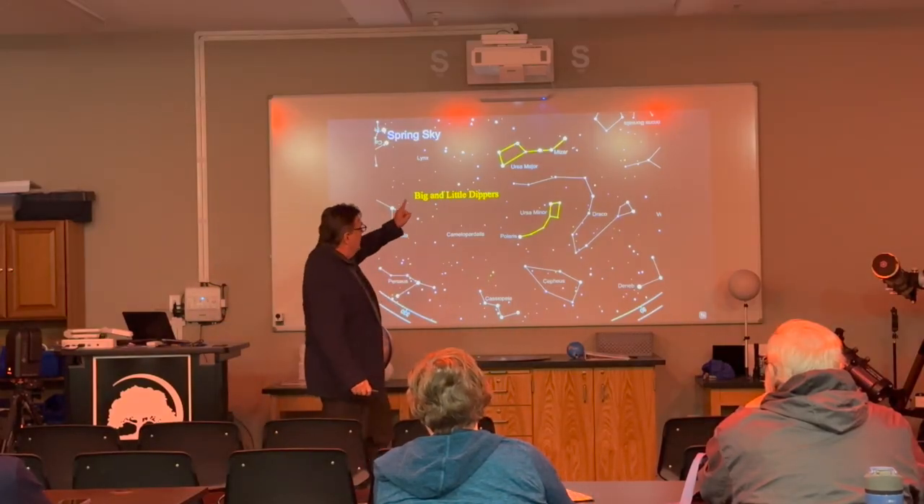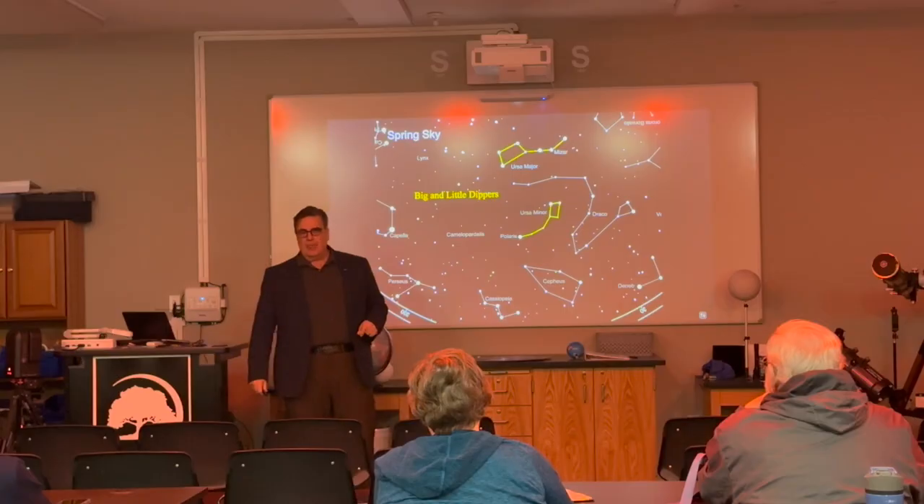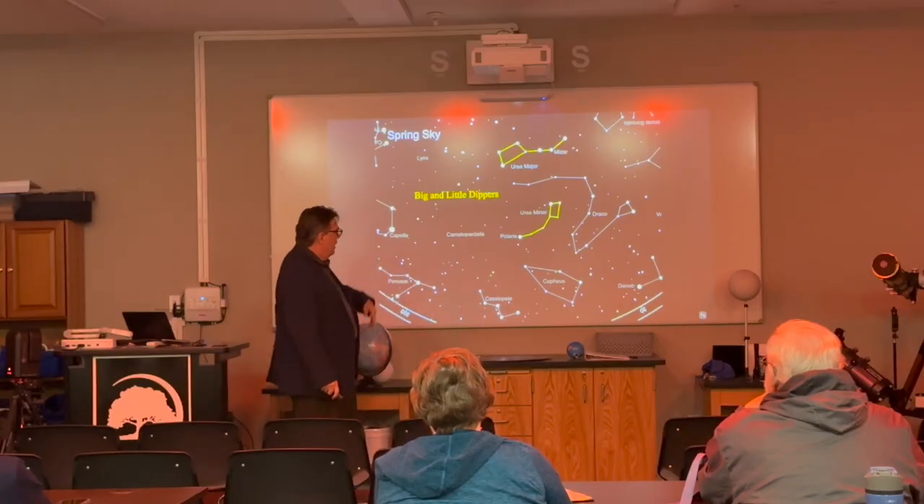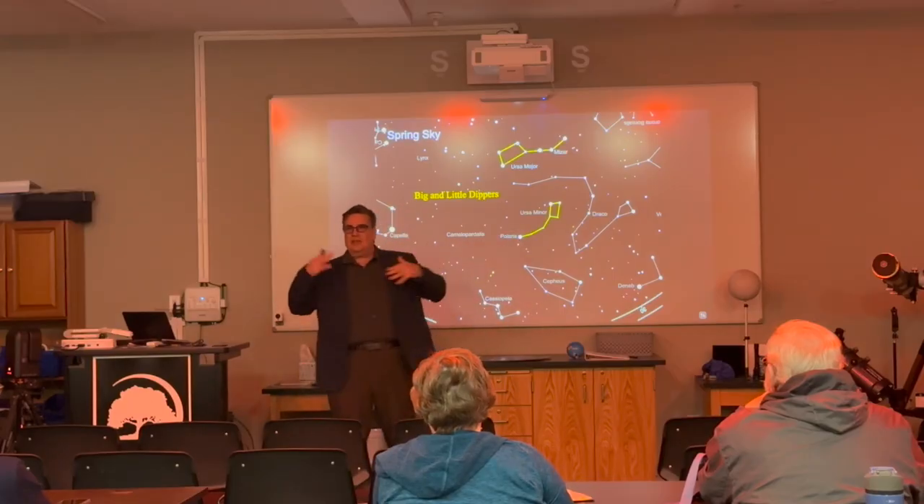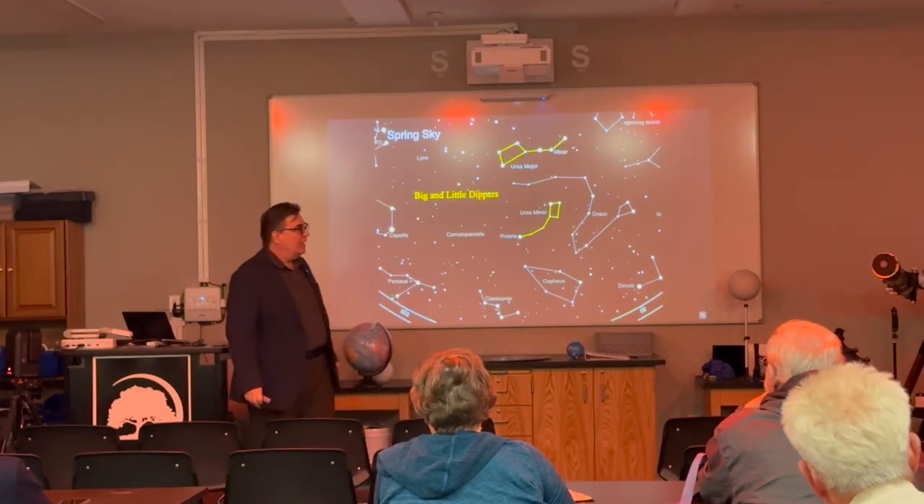So step one is to locate the Big Dipper. The Big Dipper is going to be in the north. It might be in the northwest. It might be in the north. It might be in the northeast. It depends on the time of night and the time of year that you're going out.